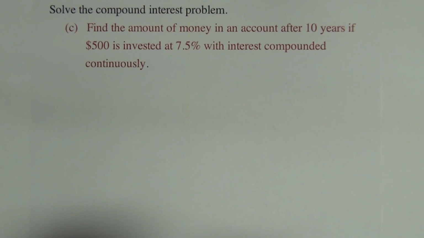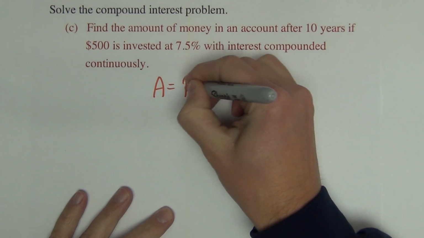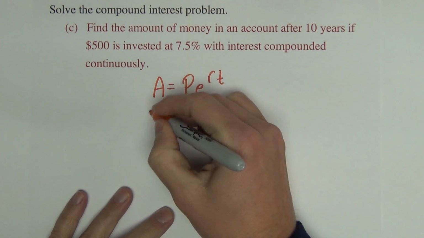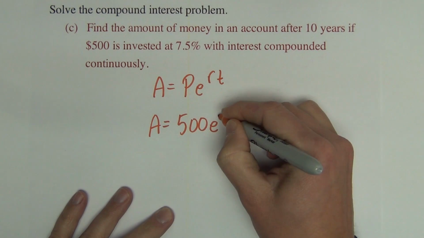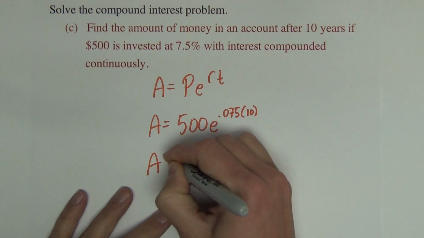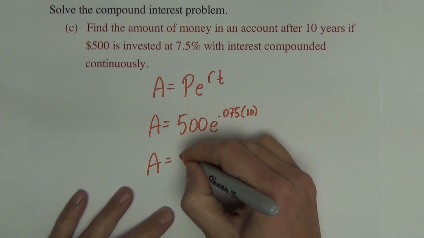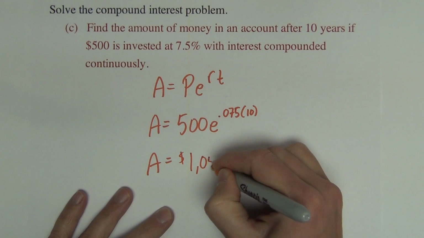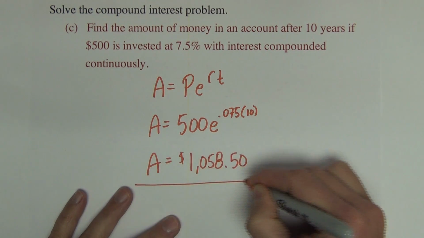All right, next example, same thing. It's a compound interest problem, continuously compounded interest. So A equals P e raised to the rt. We're finding the amount of money if $500 is invested in an account paying 7.5% interest for 10 years. So we type this into the calculator, and we get $1,058.50.